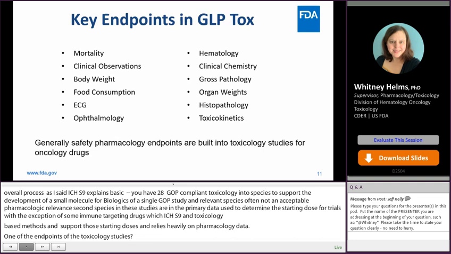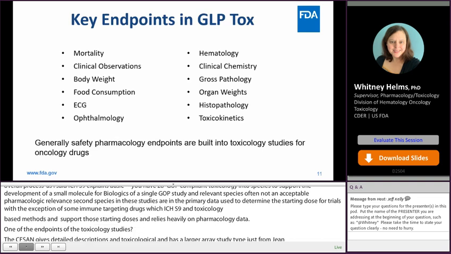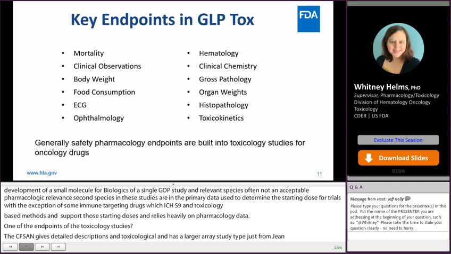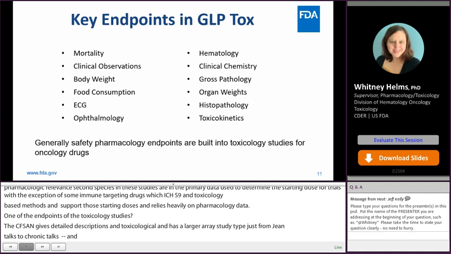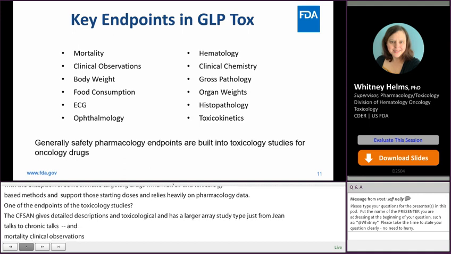Some of the key endpoints in a GLP toxicology study include mortality, clinical observations, body weight, food consumption, ECG, ophthalmology, hematology, clinical chemistry, gross pathology, organ weights, histopathology, and toxicokinetics. Safety pharmacology endpoints are usually built into toxicology studies for oncology drugs as well. And they would be both in rodents and non-rodents.